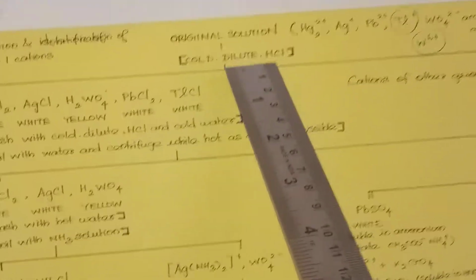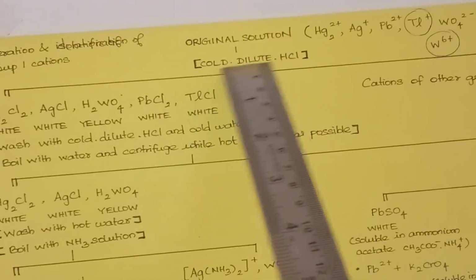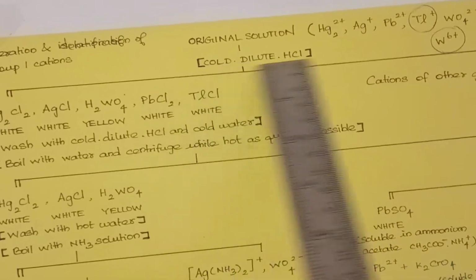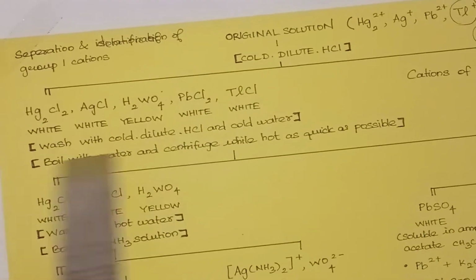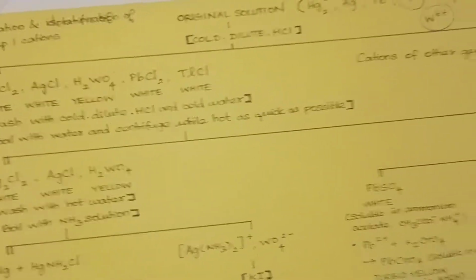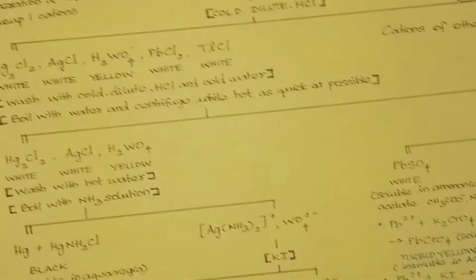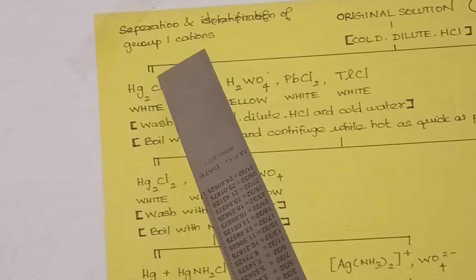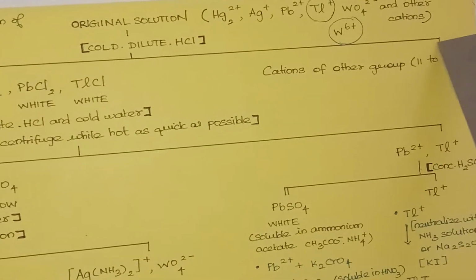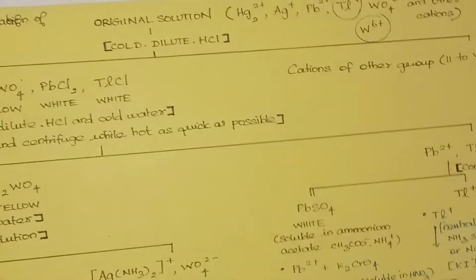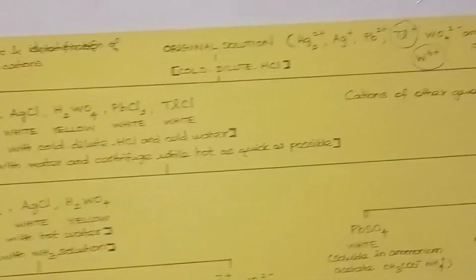Now this is the group 1 reagent I have written in square brackets. All the content written in the square brackets, you can view as a reagent or the step to be done. The double hash indicates the residue part, and the single hash indicates your centrifugate or filtrate.